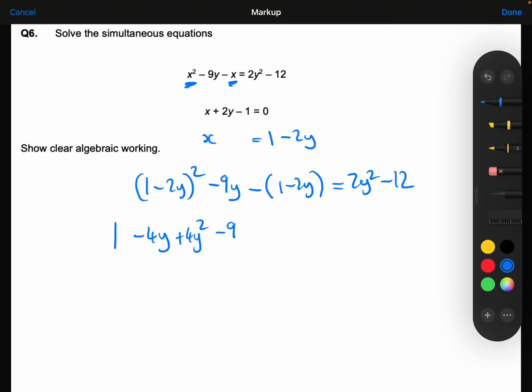We've then got this minus 9y, which we'll leave alone for a minute. We've got the minus the 1, and then we've got the plus 2y. And that's equal to 2y squared minus 12.